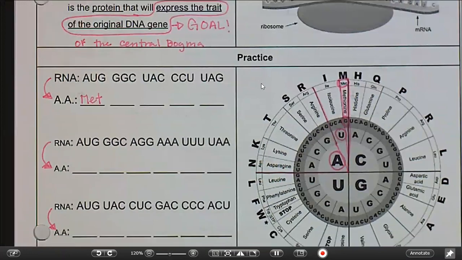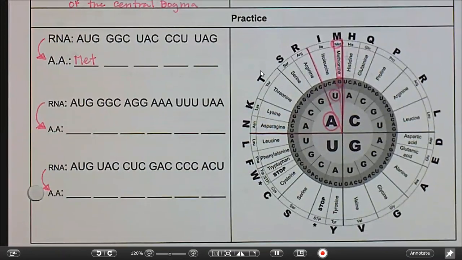Now, here's where it gets tricky. How do you actually read those codons? So we're going to do this one together, and I know you guys like to just write the notes, but please take the time, pause, follow what I'm doing, use the codon chart here, and get used to how to read that, because you are going to be asked to do that on your practices and your test.